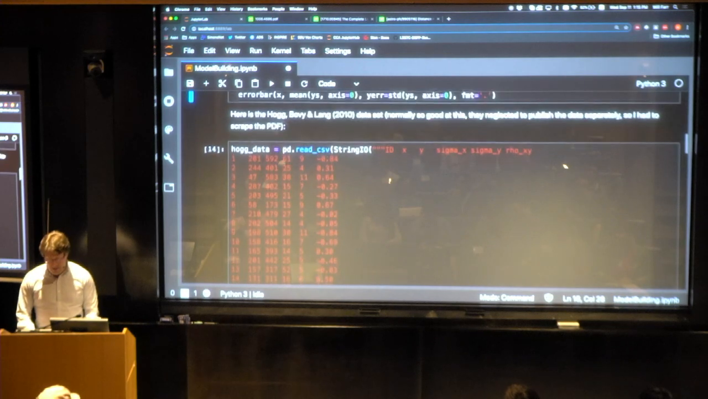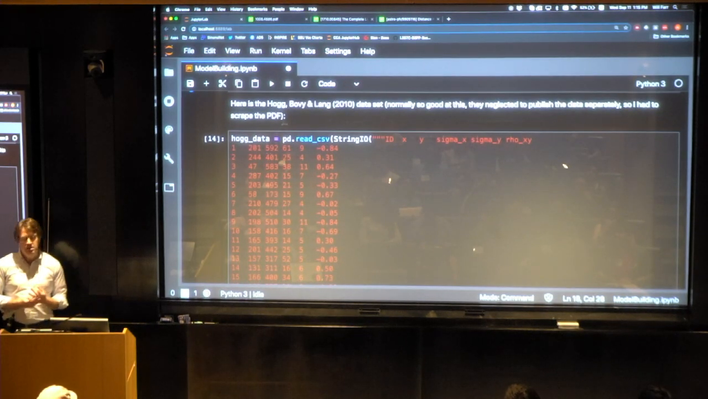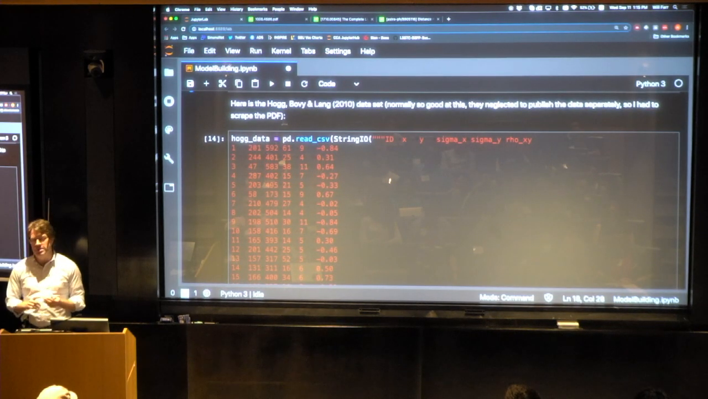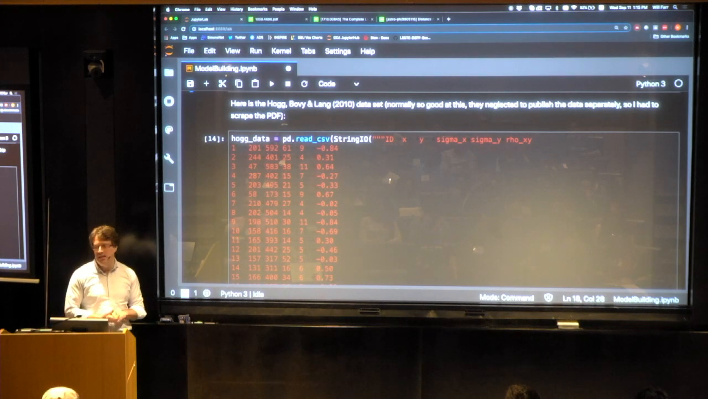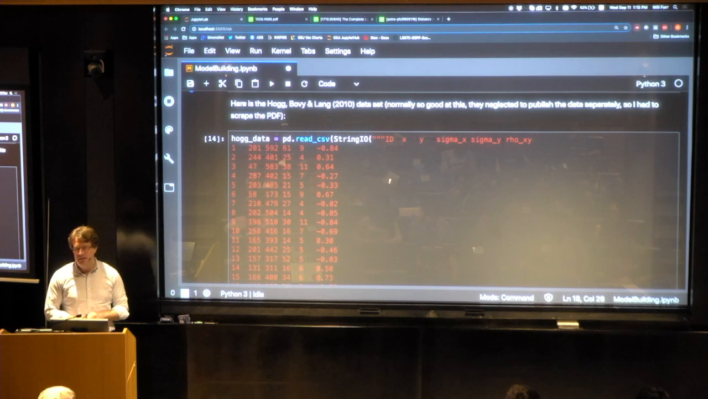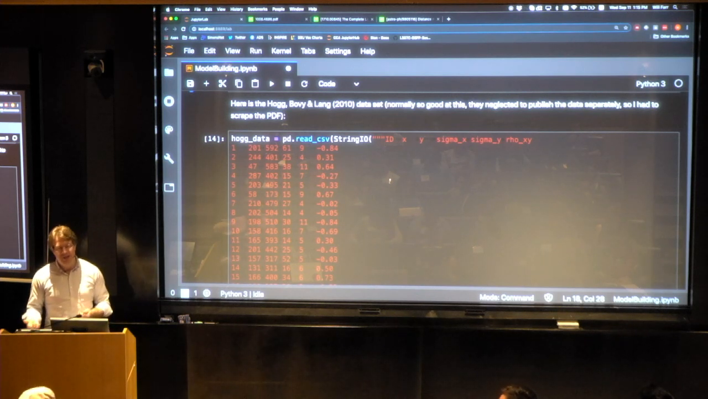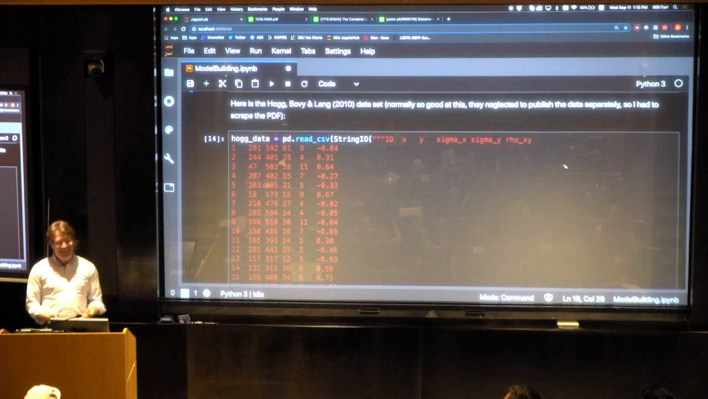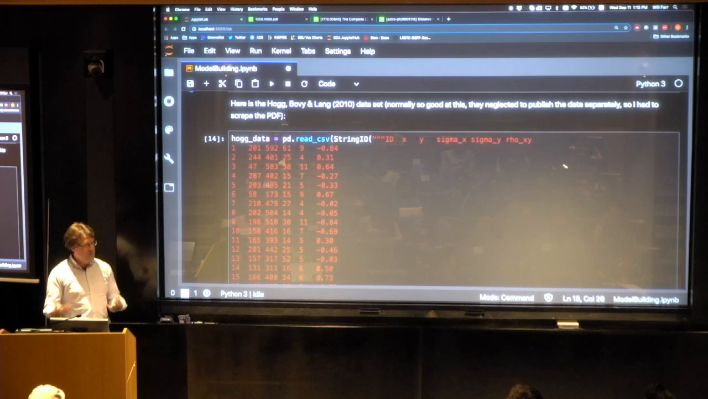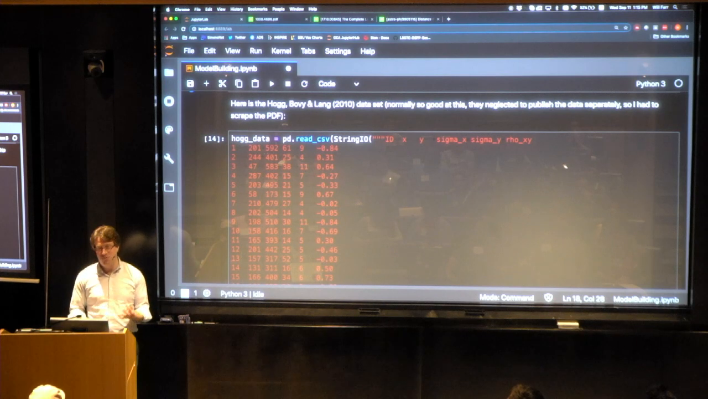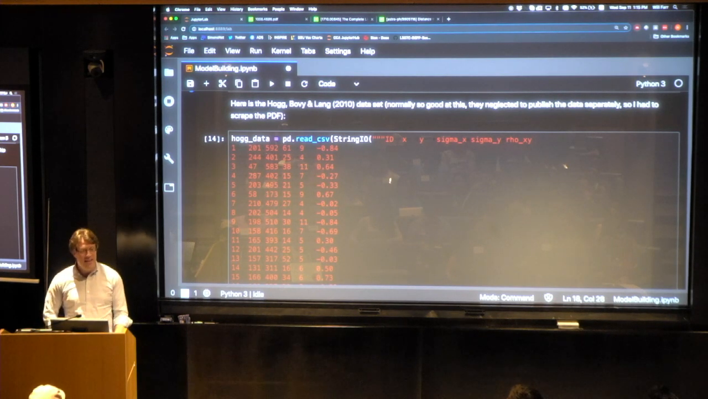Great. Now, have you guys seen the paper by Hogg, Bovy, and Lang called Data Analysis Recipes: Fitting a Line to Data? Has everybody seen that? Okay, no, you have not. It is a fabulous paper. David Hogg talked to you on Monday. It does what it says on the tin. It is fitting a line to data. And that is the exercise that we are going to start with here.